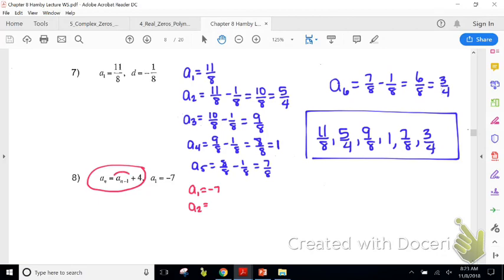Remember, this a sub n minus 1 means the previous term, so I'm going to take that -7 and we're going to add 4. Then the third term says take the previous term and add 4. And so what are we doing each time? We're adding 4 to the previous term, right? So our difference is a +4 there.